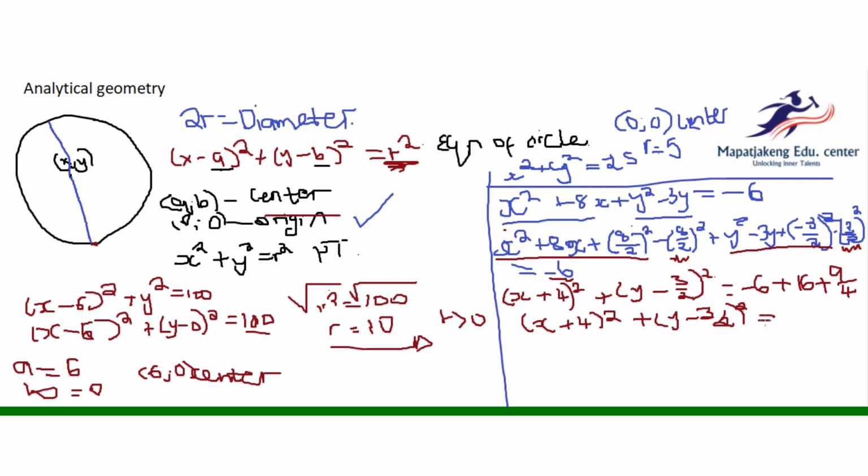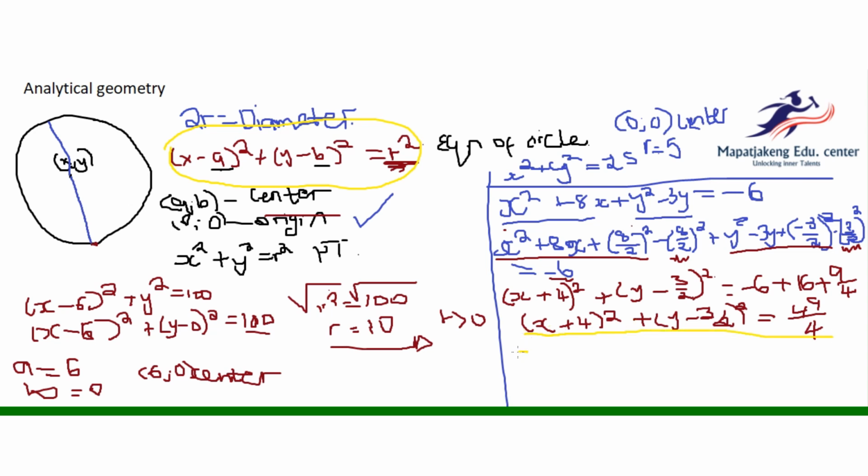when we add all those, since they are like terms, we can say plus plus plus, and then it gives us positive 49 over 4. Then we can see our standardized equation. Now we can see our standardized equation here.